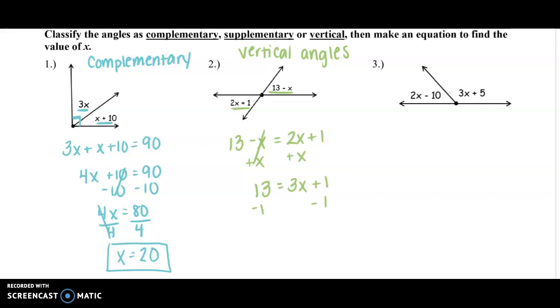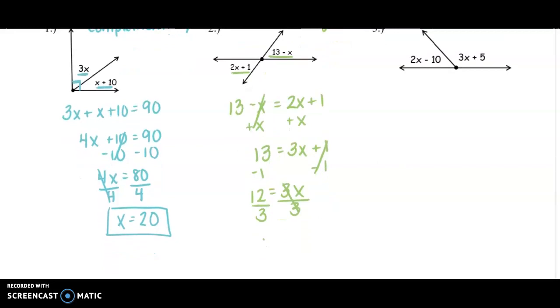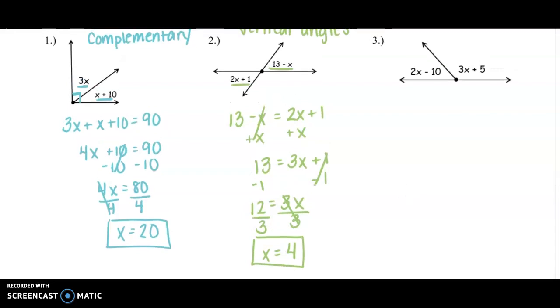I can subtract 1 from both sides. So 12 is equal to 3x. Divide both sides by 3, which gives us x is equal to 4. Okay, that one for vertical angles, you can't set it equal to a number. You just set them equal to each other because you know no matter what they are, if they're vertical angles, they're going to be equal.